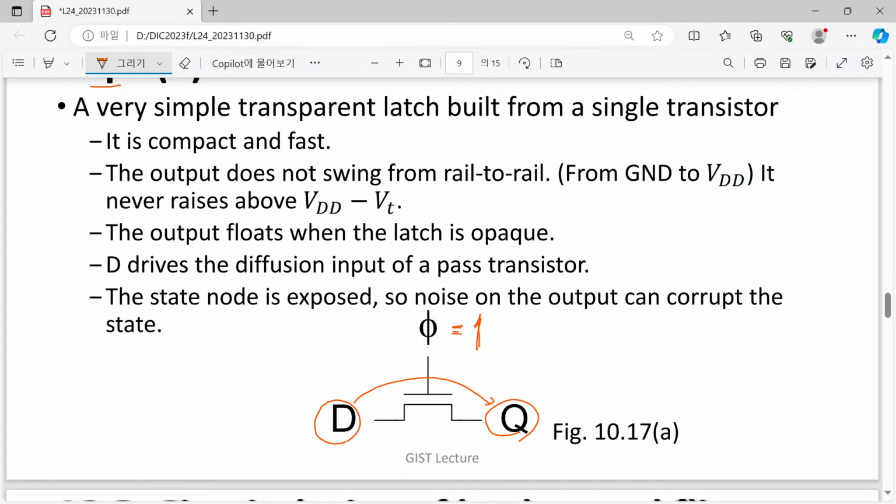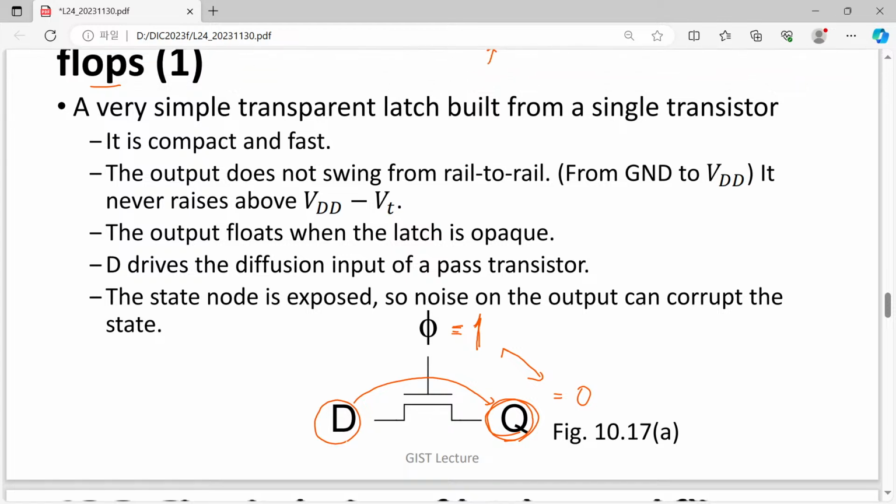For example, let's say that this is 1 and initially this is 0. Then we will have a huge difference between the gate signal and the source signal. Then there will be certain current conduction, so current will conduct in this way, and now this Q voltage is increasing. So this reaction will be done until what?